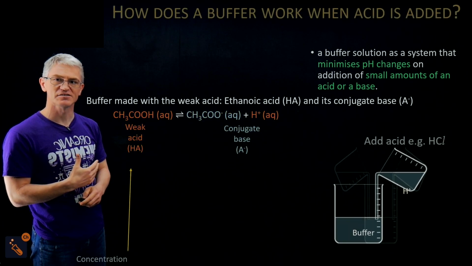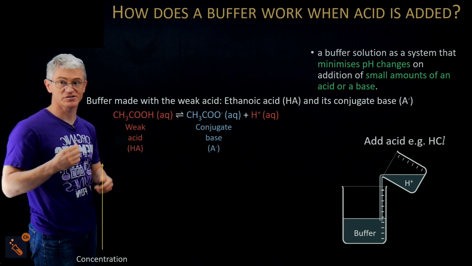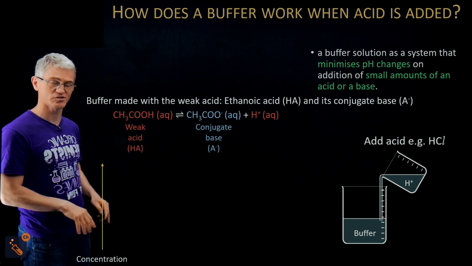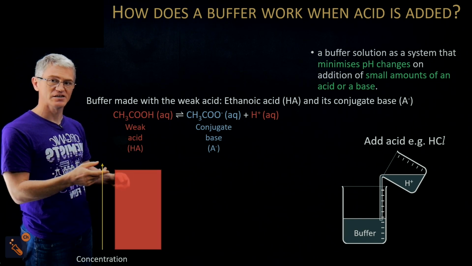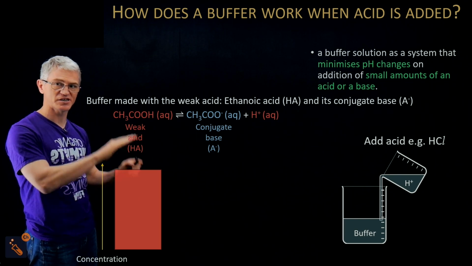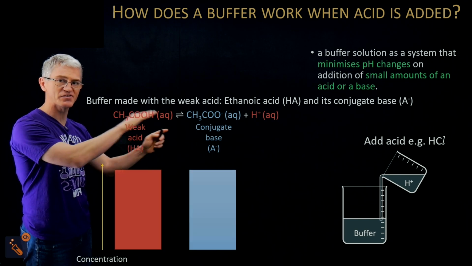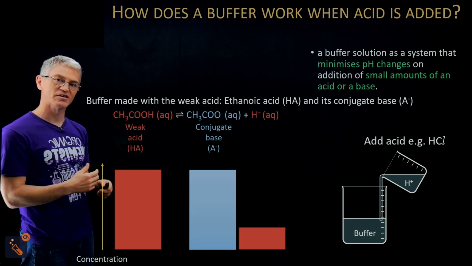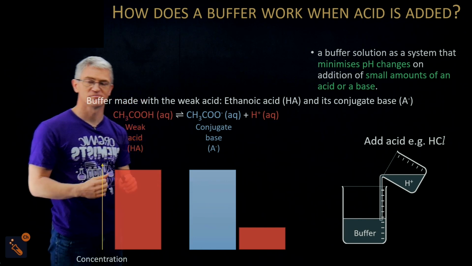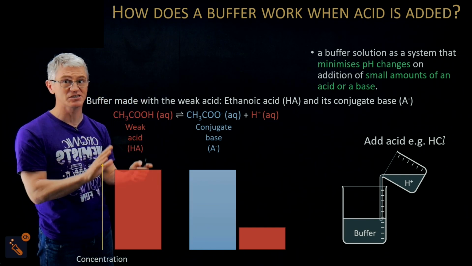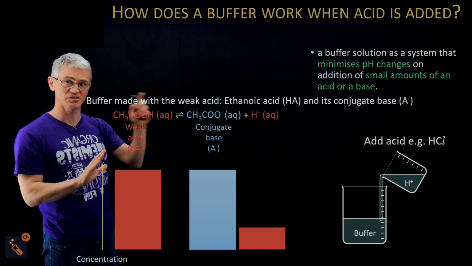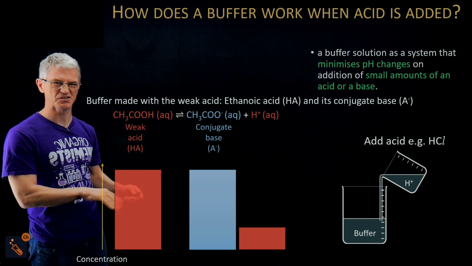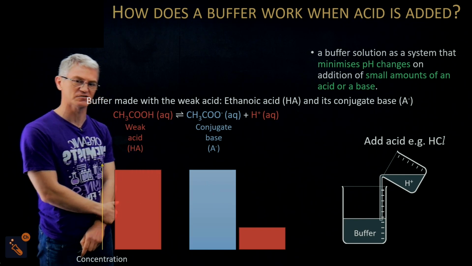Now, let's have a look at how it actually works. I love this little graphic. I think it works so well with groups, so I'm hoping it's going to work with all of you. Let's imagine we have an amount of weak acid and an amount of conjugate base, say exactly the same amount. That will produce a small amount of H+, just a small amount, because it's a weak acid, so it's partially dissociated. We've made it bigger just to make it obvious. It's much less in reality.